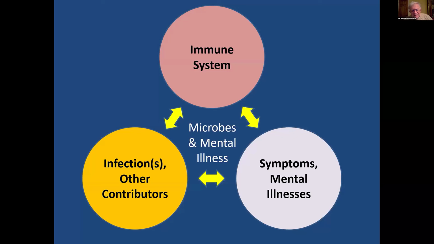How do these three things feed on each other? But you can intervene in any of these three basic areas: by normalizing the functioning immune system, by reducing the infection load or other contributors that may drive the pathology, and also by reducing the symptoms. Even though the symptoms may be the final result, they may be driving disease progression and disease perpetuation. That's often the area that I work in most.